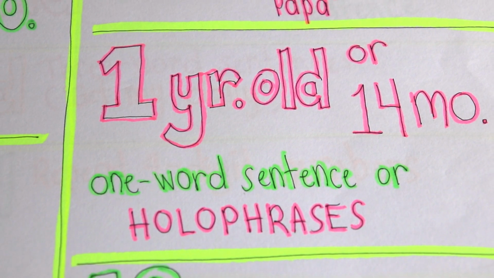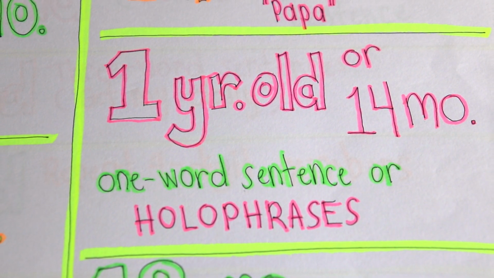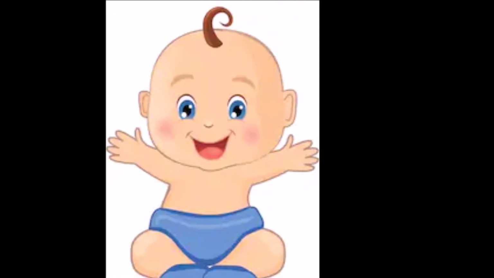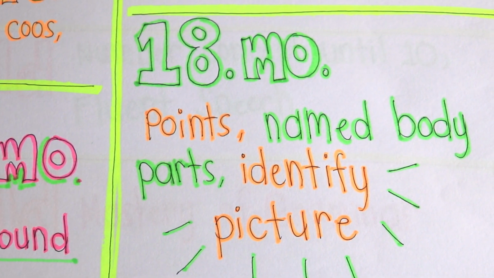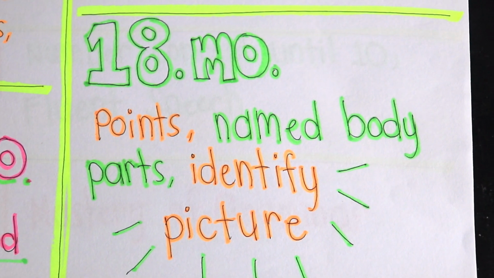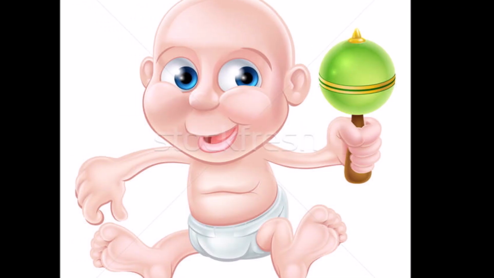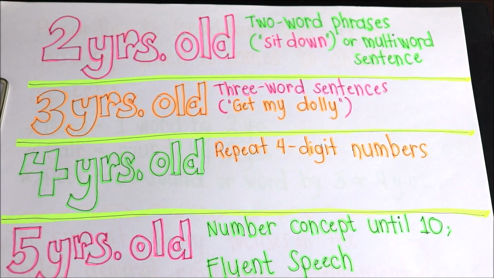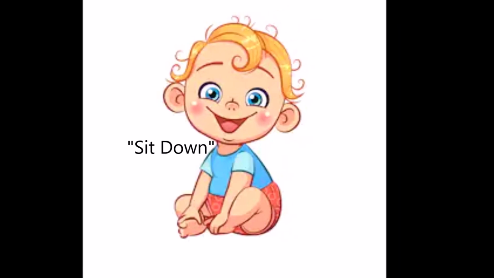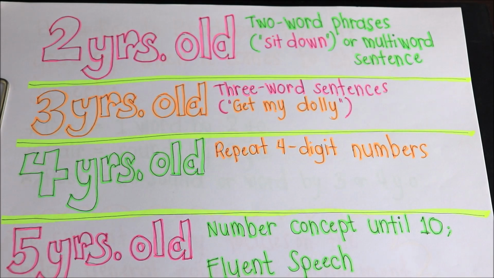During 1 year old or 14 months, one-word sentences or holophrases. During 18 months, they point, name body parts, and can identify pictures. During 2 years old, 2-word phrases such as "sit down" or multi-word sentences. During 3 years old, 3-word sentences such as "get my dolly" can be heard.